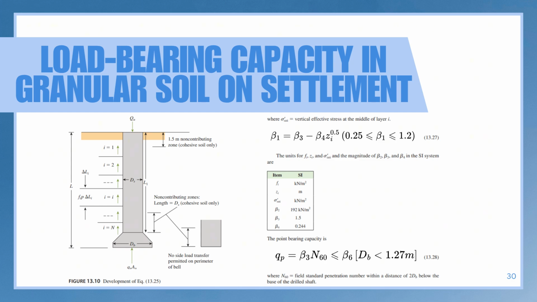For equation 13.27, this equation defines the parameter beta sub 1, which is used to calculate the unit shaft resistance. It shows that beta sub 1 depends on depth, meaning the shaft resistance changes as we go deeper into the soil. For equation 13.28, it gives the unit point resistance at the base of the pile. It shows that Q sub P is directly related to the standard penetration value, N sub 60, which represents soil strength. So higher N sub 60 values indicate stronger soil and higher base resistance.